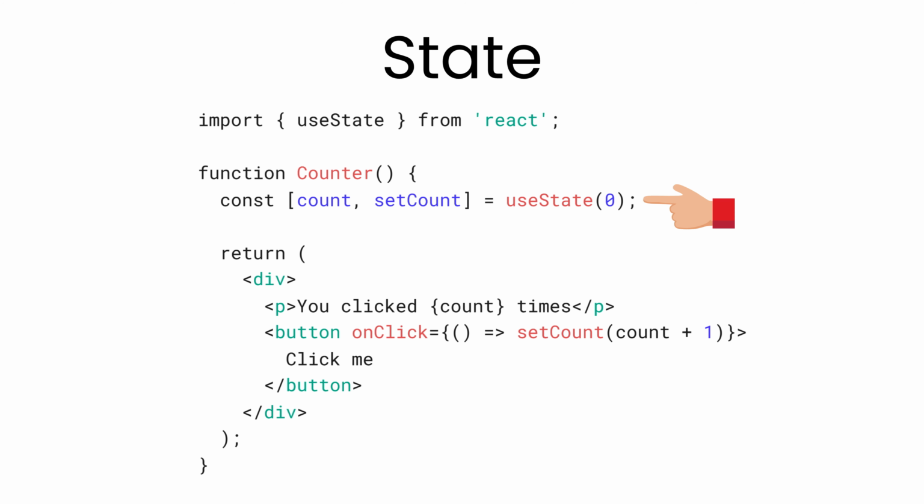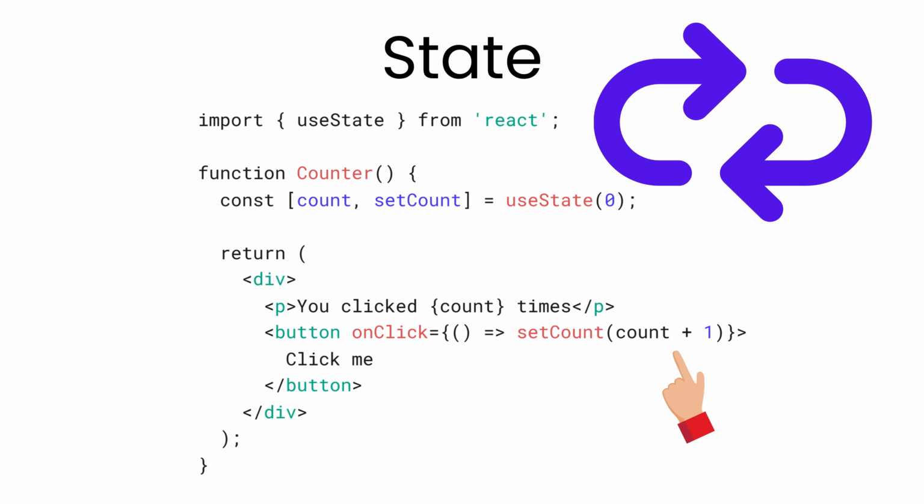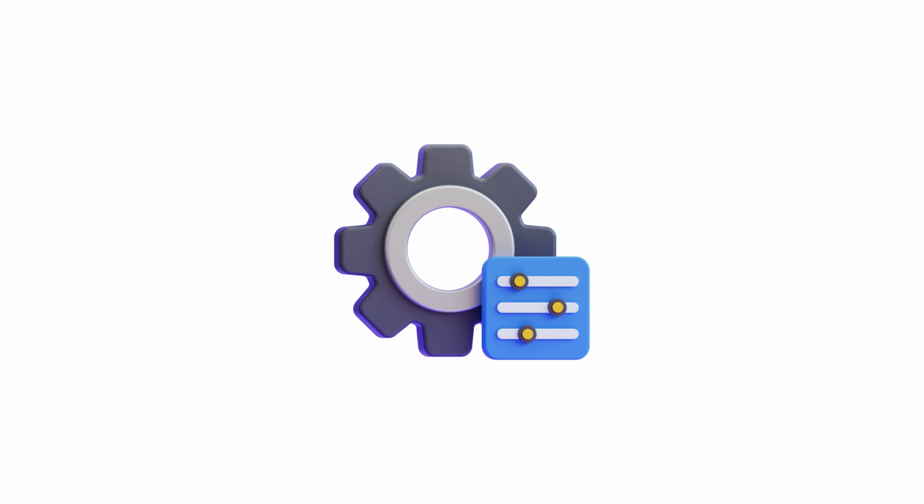On line 4, we're calling useState with an initial value of 0. This returns an array with two elements, the current state value and a function to update it. We're using array destructuring to assign these to count and setCount. The magic happens on line 9. When someone clicks the button, we call setCount with a new value, and React automatically re-renders the component with the updated count. But what if you want to customize this further?